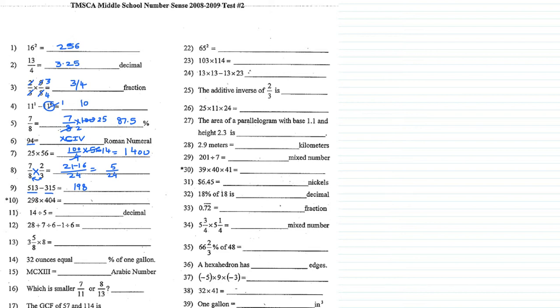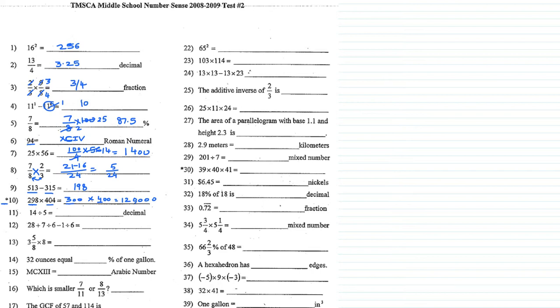Question number 10. 298 times 404. They are expecting an approximate answer over here. So 298, you can think of this as 300. And 404, you can think of this as 400. So 3 times 4 is 12, and then we just simply add 4 zeros at the end. So the answer is 120,000.